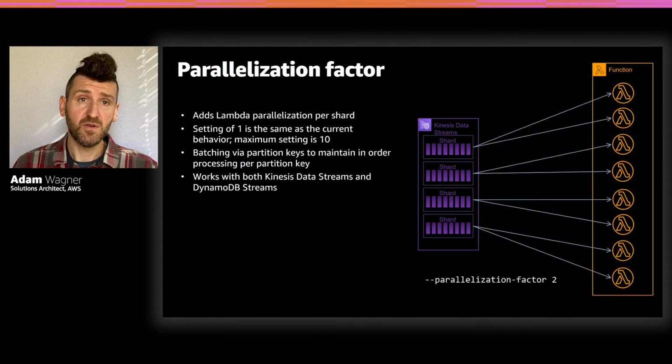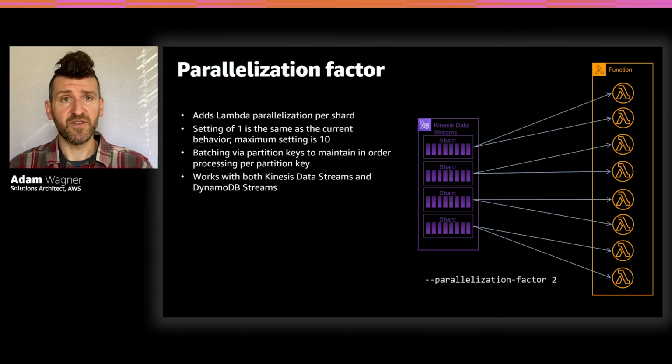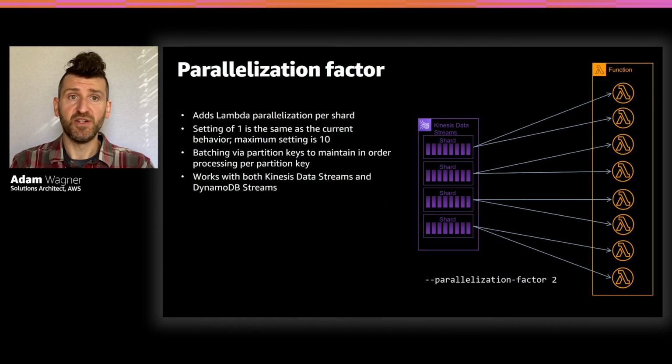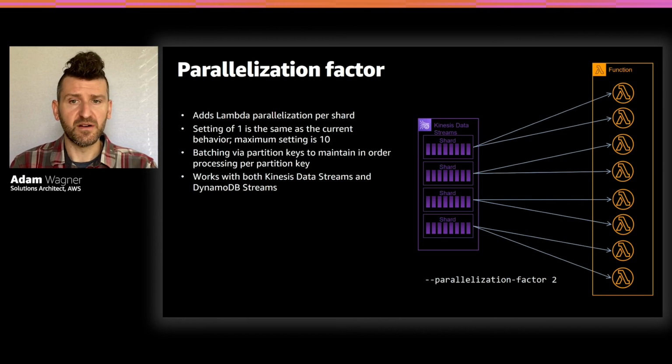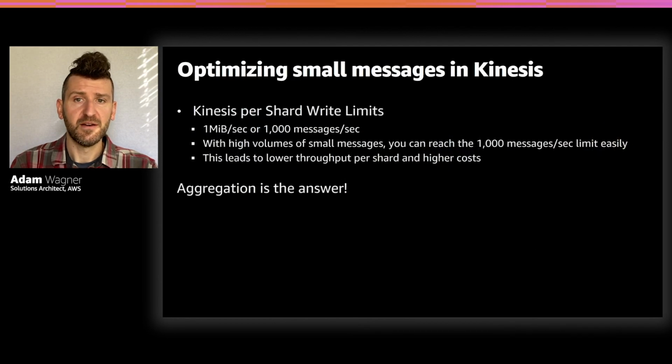You can also set this up with application autoscaling if you want to. So if you wanted to say alarm on iterator age to increase parallelization factor automatically, that is something that you could do. Again, just test, be a little conservative with it, but this is definitely a good option for getting more throughput.